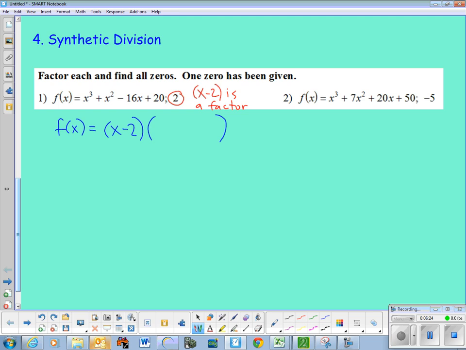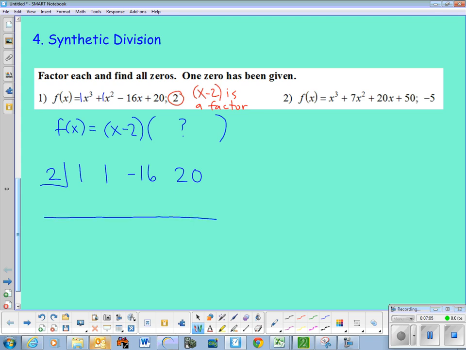So here's how synthetic division works. My goal is to figure out what goes here. What is left over when I factor out x minus 2? So I'm going to take that 0 of 2. I know that this is a positive cubic, and it goes through 2. I'm going to write just the coefficients of the powers of x next to the 2: 1x cubed, 1x squared, negative 16x, and 20. And by the way, if there's a missing coefficient, like if there were no x squared term, you would use a 0 as a placeholder.